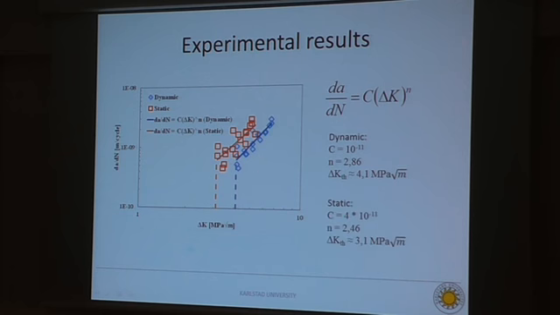And from the static, we can see a higher C value, which means that it's shifted to the left, but almost the same n value, which means the same slope. And the threshold value is a bit smaller, 3.1 megapascal.